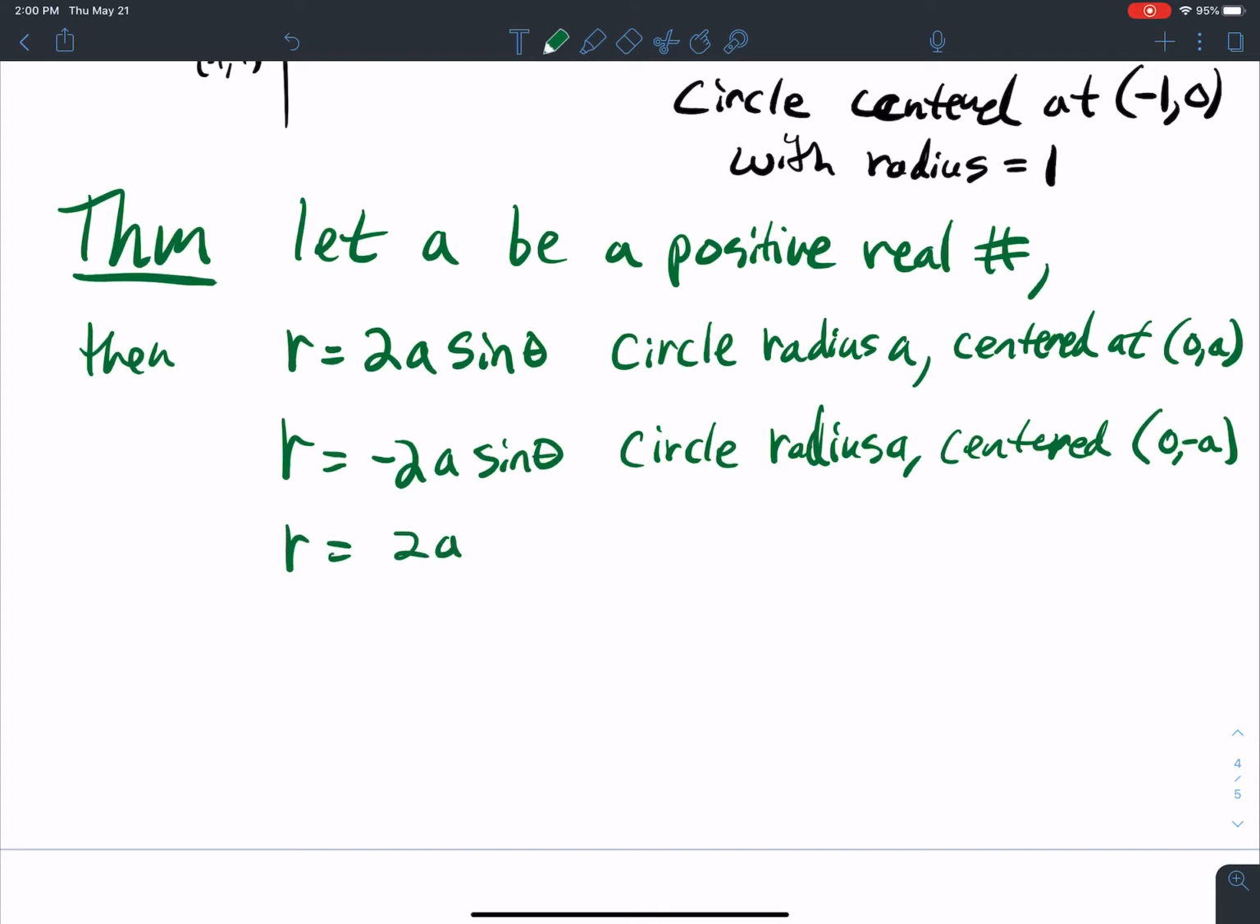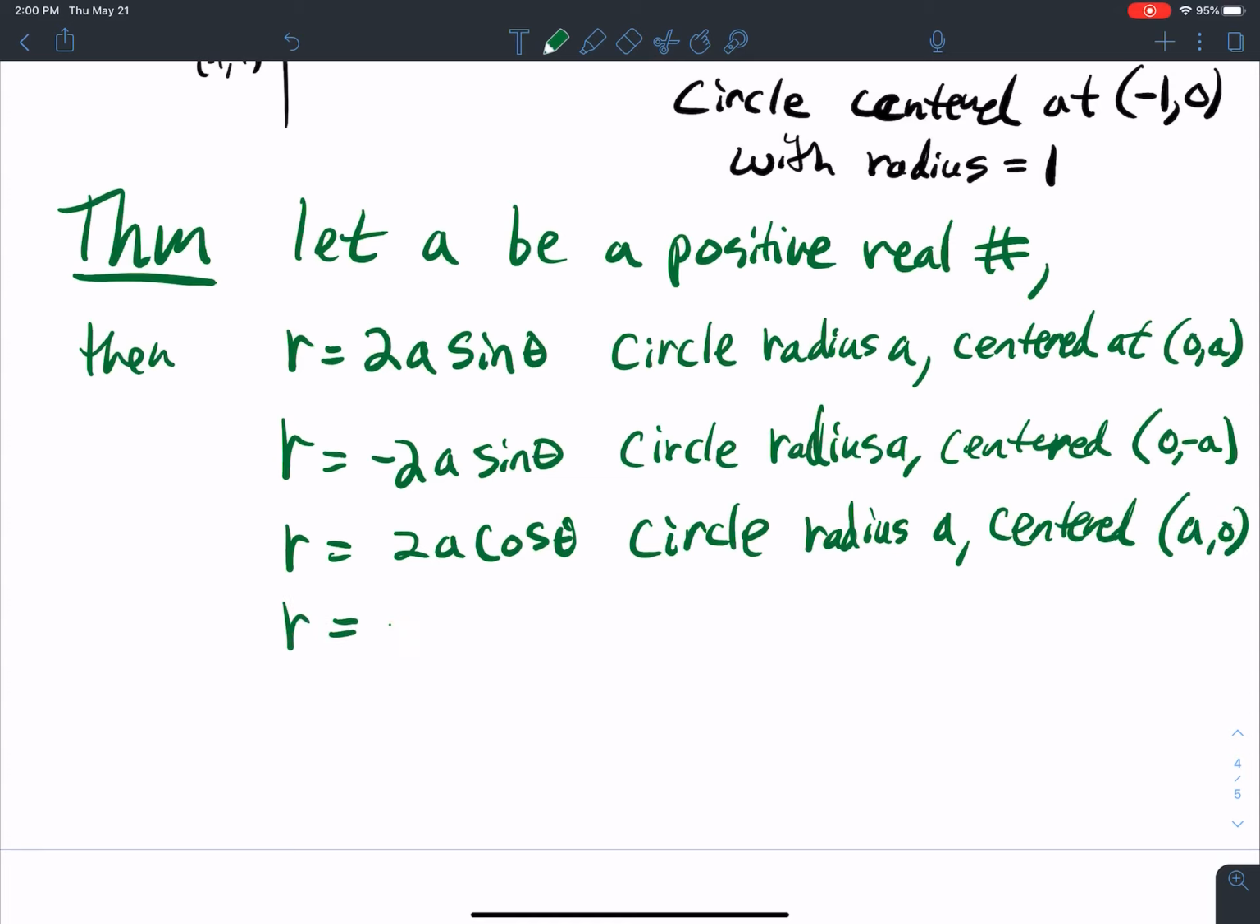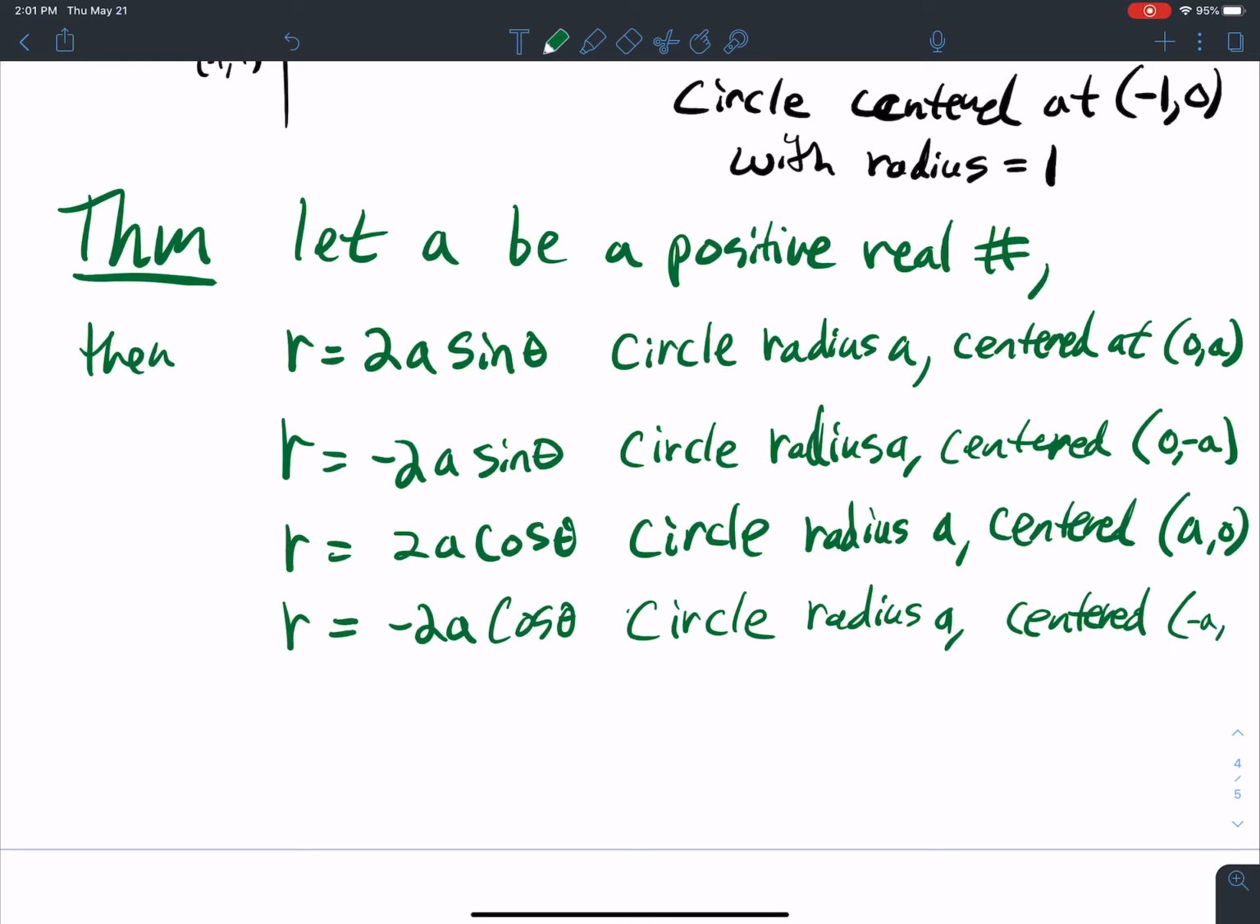r equals 2a cosine theta is a circle, radius a, centered at (a, 0), and r equals negative 2a cosine theta is a circle, radius a, centered at (-a, 0). Each circle passes through the pole, okay?